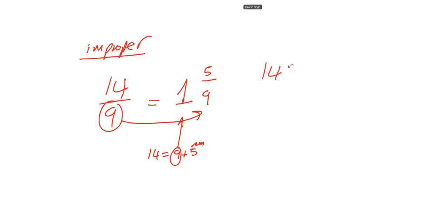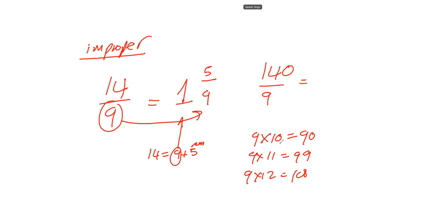Let's try another one. 140 divided by 9. We know that 9 is going into 90 10 times. All right, and if I go 9 times 11, I'll get 99. 9 times 12, I'll get 108. So I've got to work this out. How many times can 9 go into 140? And if I keep doing that, 140 divided by 9 will not be exact. There will be a remainder. And it will go in there 15 times.